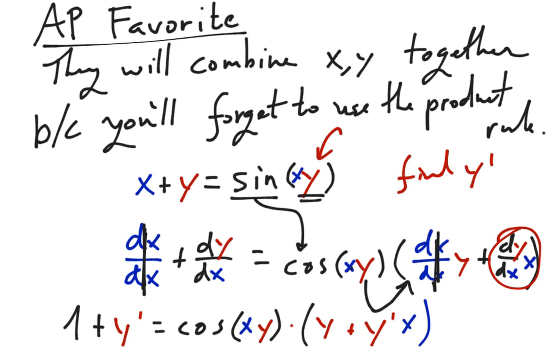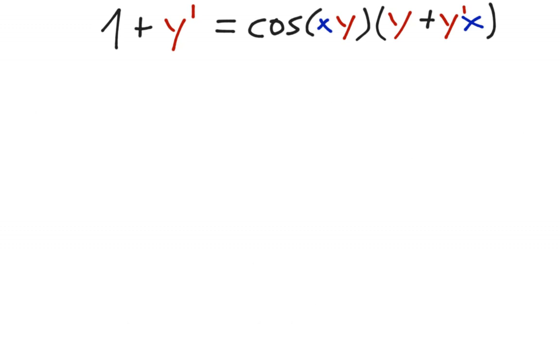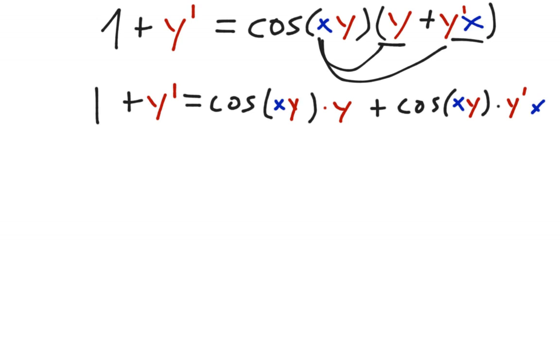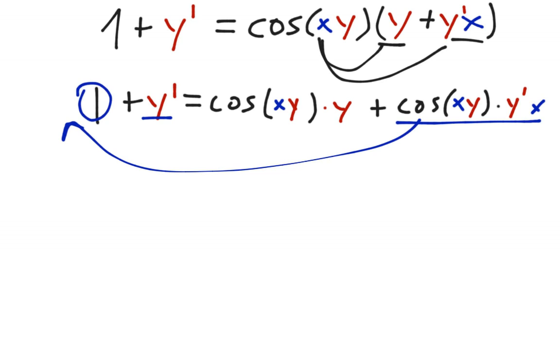Okay, hey, on the next slide I'm going to show you how to isolate y prime and get it by itself. First step is we need to get everything with a y prime on one side and everything without a y prime on the other side. That will require us to split this up into two different things, so I'm going to distribute the cosine like that, and then I'm going to keep this on this side, and I'm going to move this term over to that side, and I'm going to move the 1 over to that side.